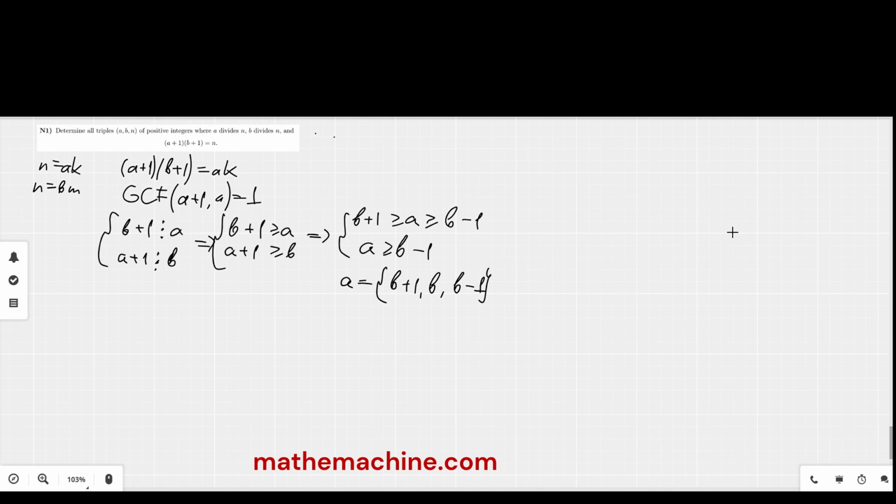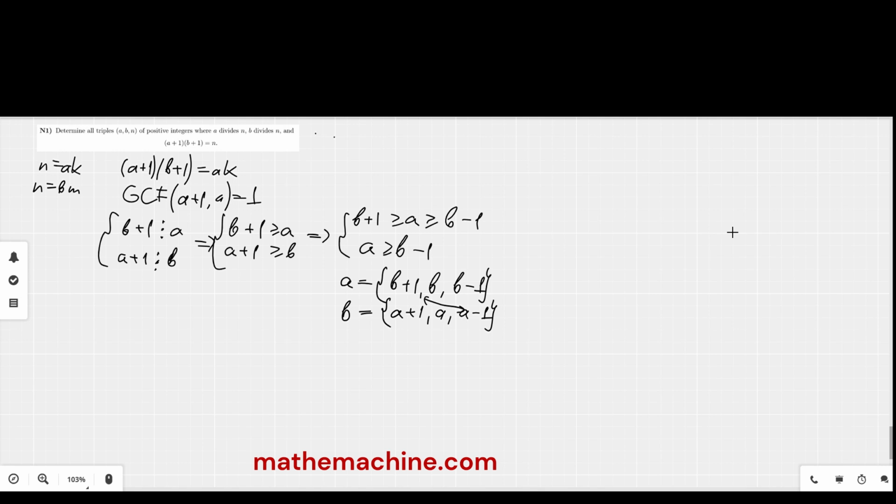And similarly, the options for B are the same as for A because of this symmetry. Symmetry is beautiful. So B is A plus 1, A, and A minus 1. So what do we have? When A equals B plus 1, B equals A minus 1. They kind of go crisscross. And when A is B, B is A, obviously. And the last option, when A is B minus 1, B is A plus 1. So let us consider them.